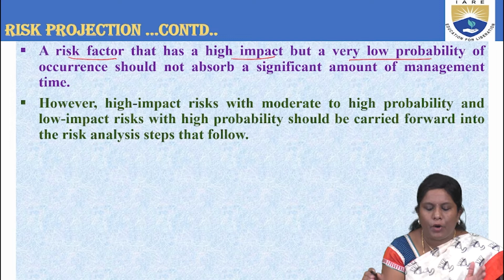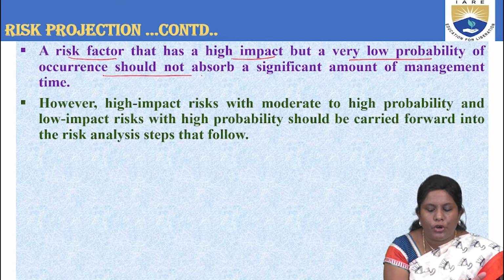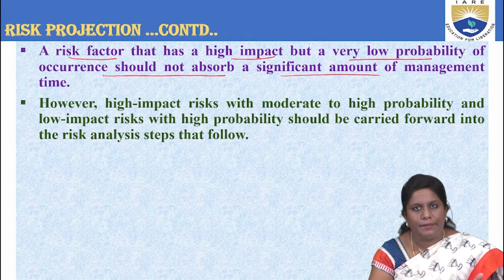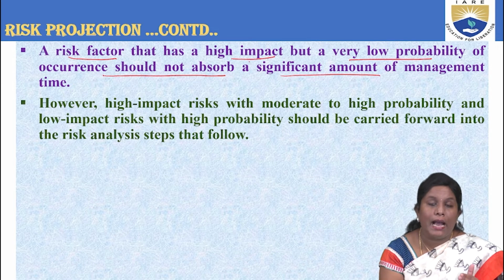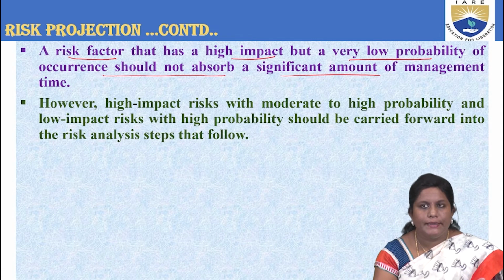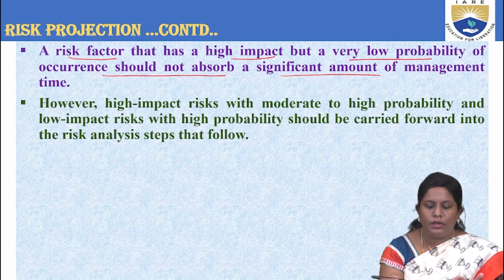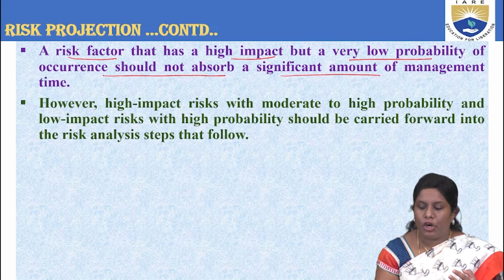Now, when you talk about the diagram, for a risk factor that has high impact but very low probability, the occurrence should not absorb a significant amount of management time. I repeat, whatever risk factor has a high impact, that is, it may have 1, and very low probability, then it should not absorb a significant amount of management time. That is, it should not involve much of the management time.